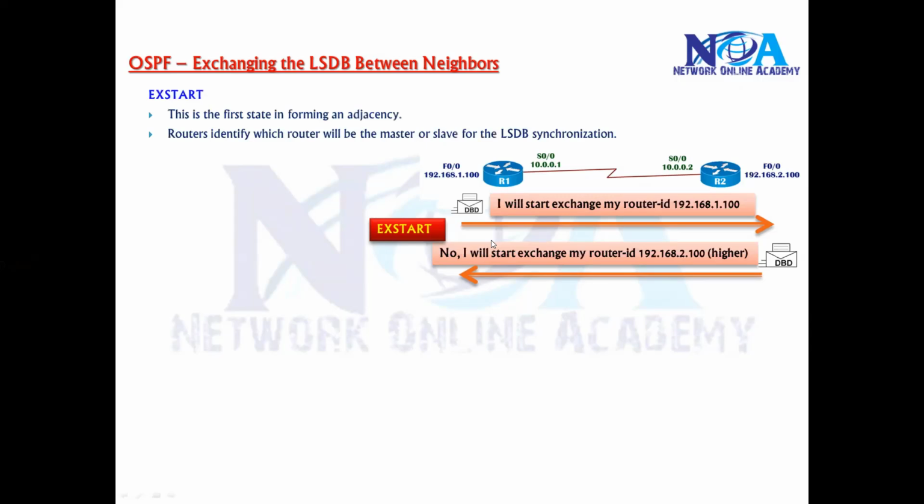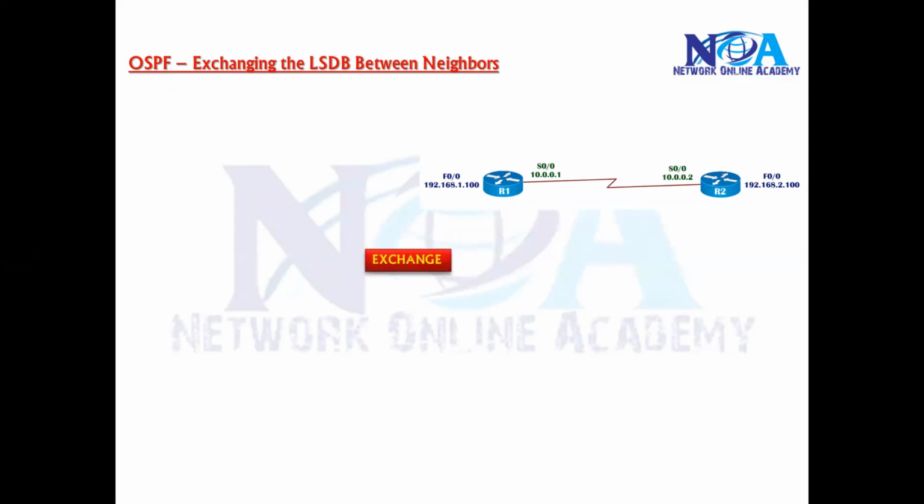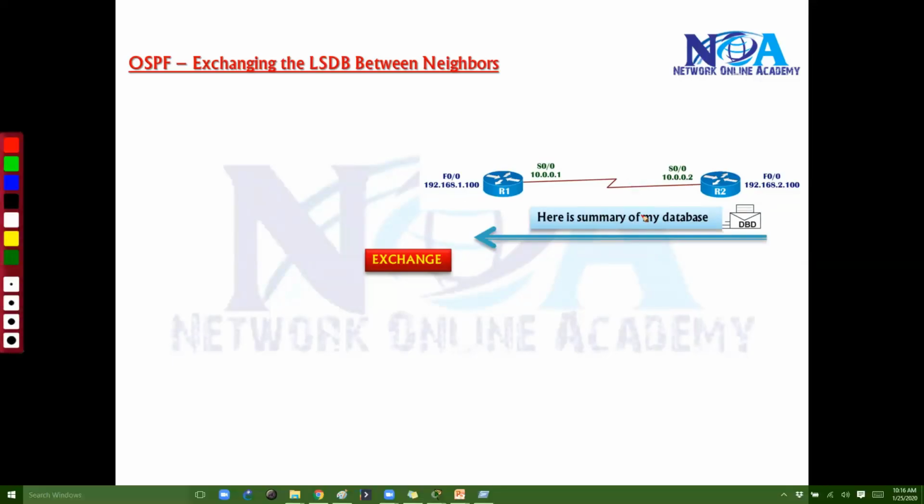In the Exstart stage, this is the first stage which goes after forming the adjacency, meaning after the neighbor relationship. The routers will identify who is the master or slave for the synchronization of the database. Once they decide, the next step is they move to the exchange state, the fifth one. Now in this exchange state, router 2 sends out a summary of LSAs. It says, okay, here is the summary of my advertisements or link state database, because router 2 is the master, so it will send first.